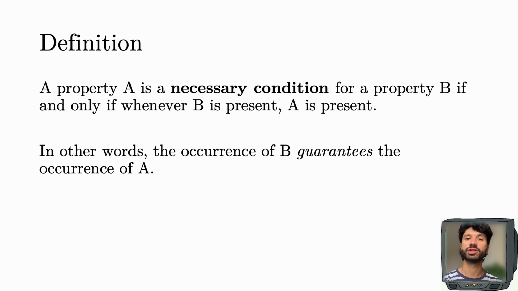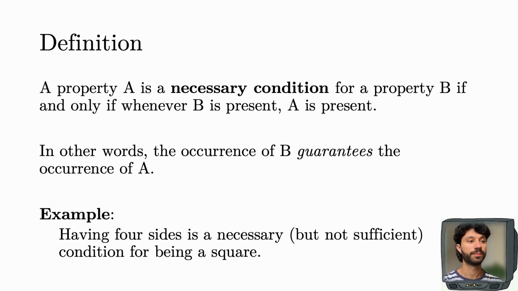Pause the video now and try to come up with an example. Here's one. Having four sides is a necessary but not sufficient condition for being a square. Why is it not a sufficient condition for being a square? Well, because there's other geometrical shapes that have four sides. For example, a rectangle that is not a square.